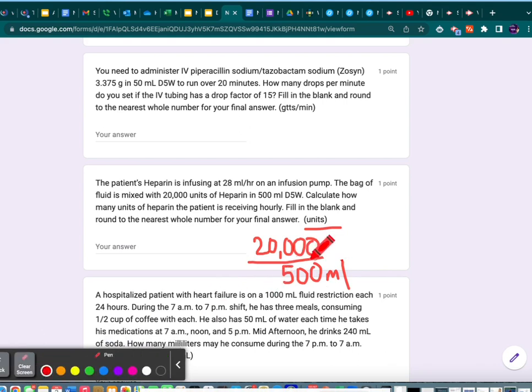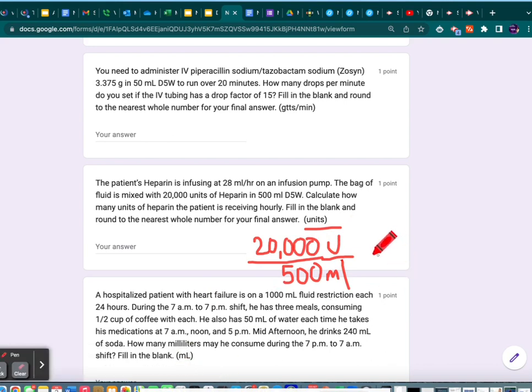And 20,000 units, all right, in 500 mils. And it's running at 28 mils per hour, all right. And the question is, how many units would the patient receive per hour?